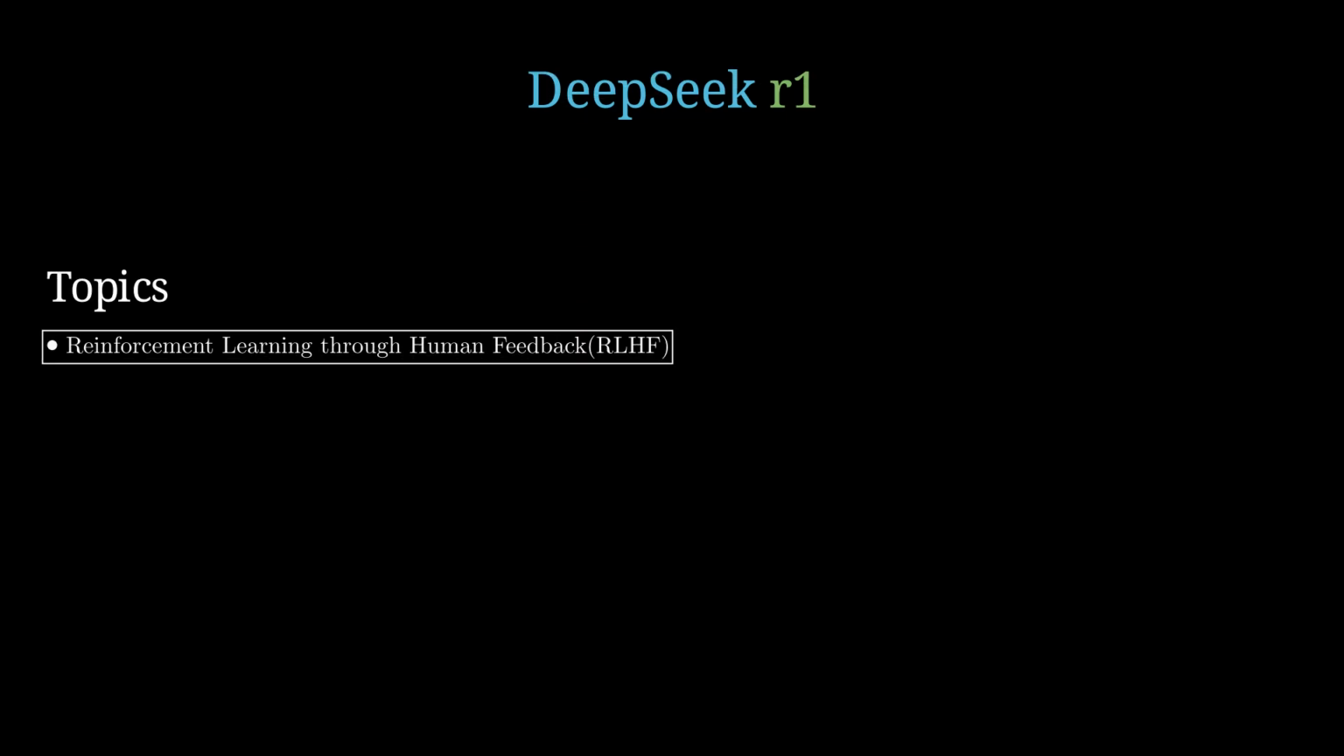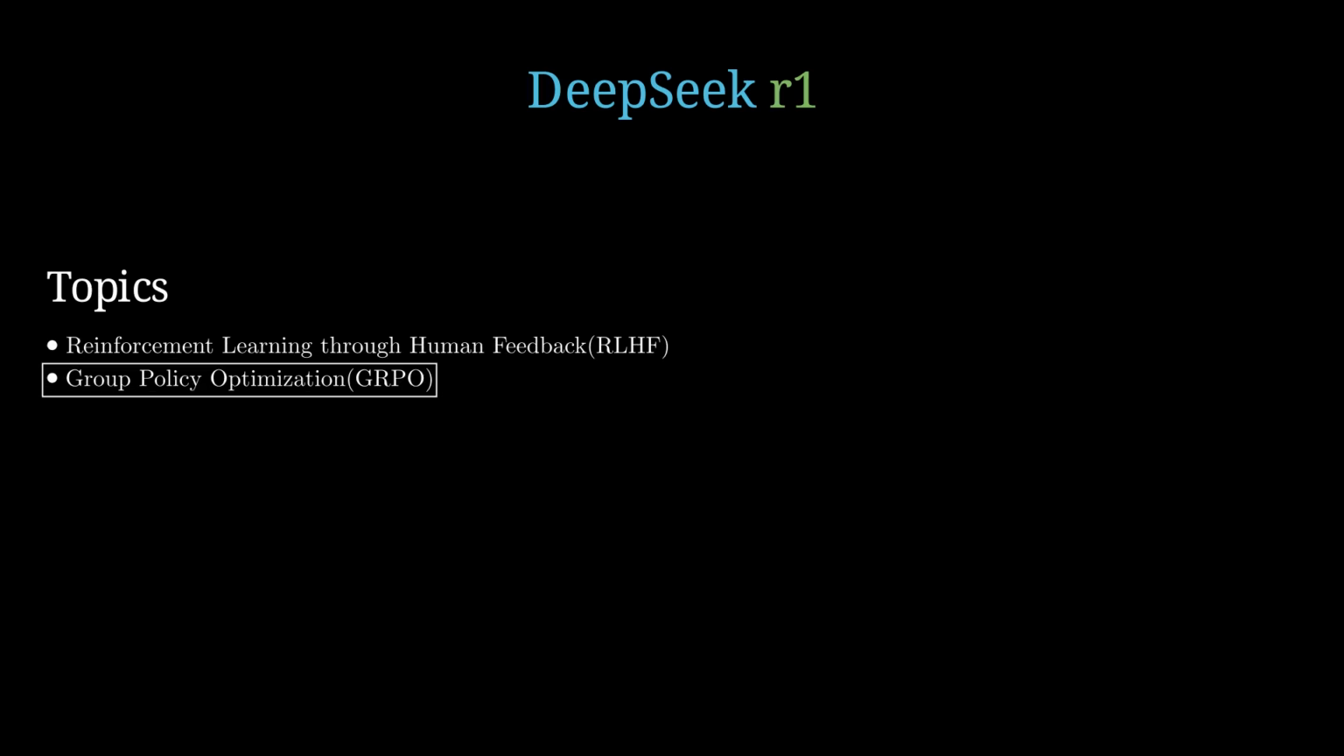Recently, DeepSeek published its paper. We are going to explore how the algorithm behind their latest R1 model works. However, to understand this, we first need to grasp how reinforcement learning through human feedback functions. Finally, we will examine the group policy optimization algorithm, which is the algorithm DeepSeek used to train their recent thinking model, R1.